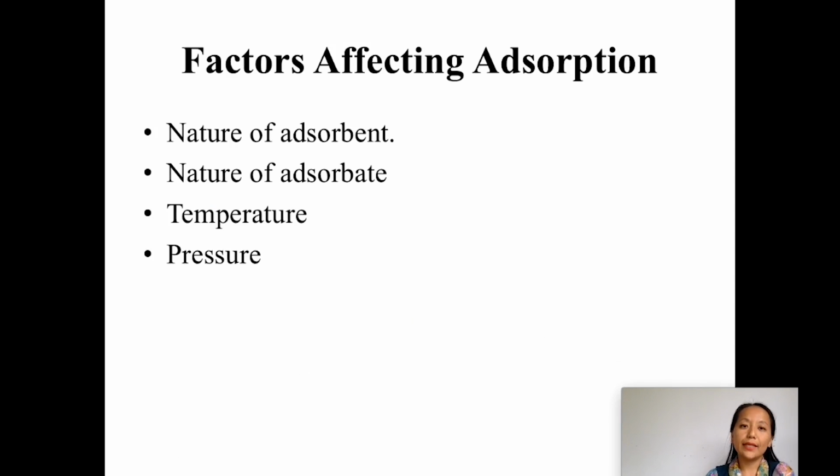Now let us look at the last topic of today's class, that is the factors affecting adsorption. The factors which affect adsorption are the nature of the adsorbent, the nature of the adsorbate, and the temperature and the pressure.